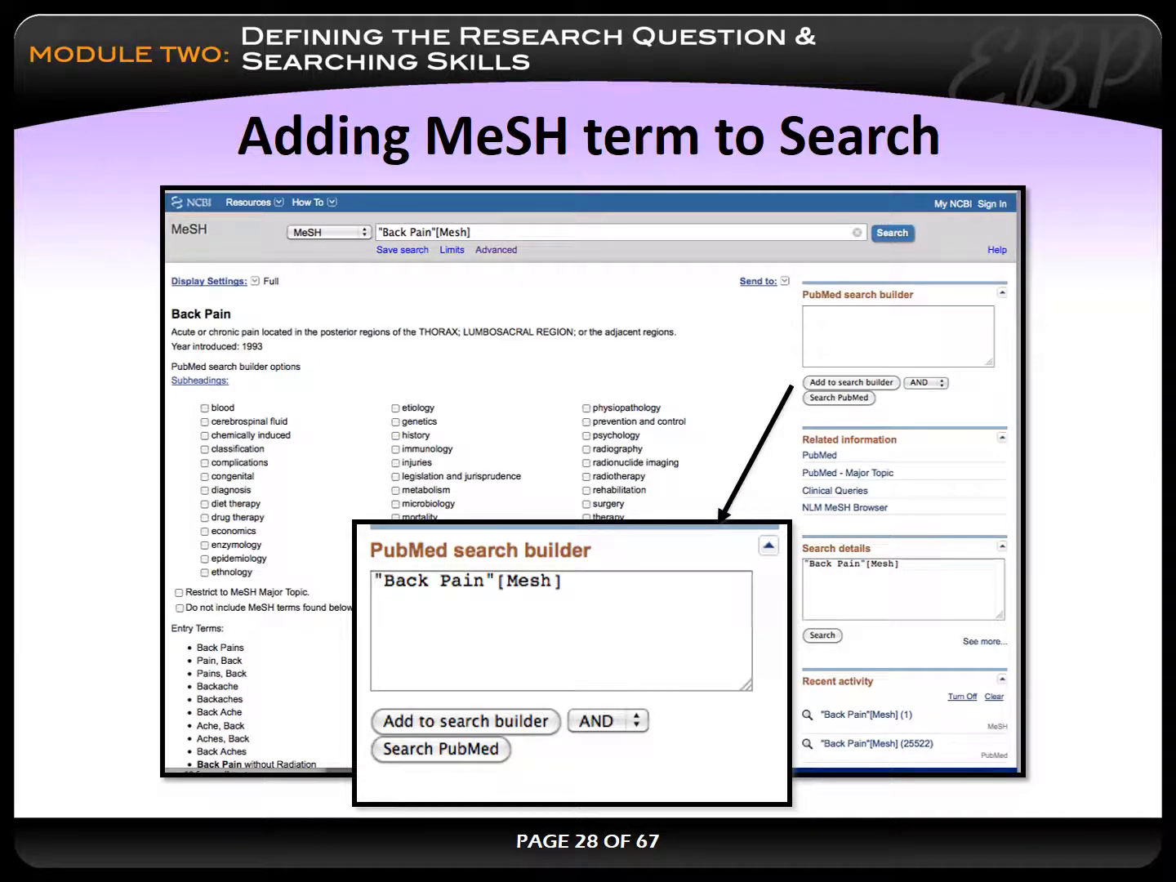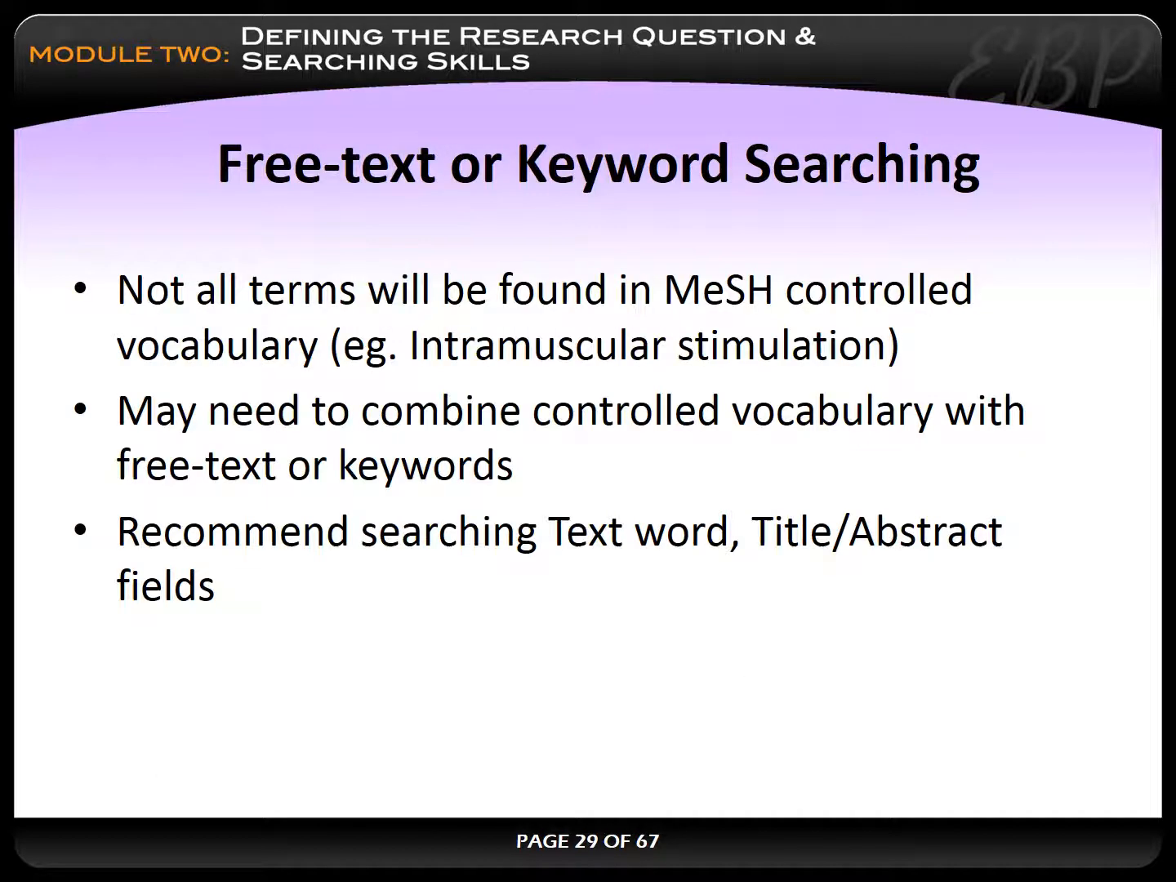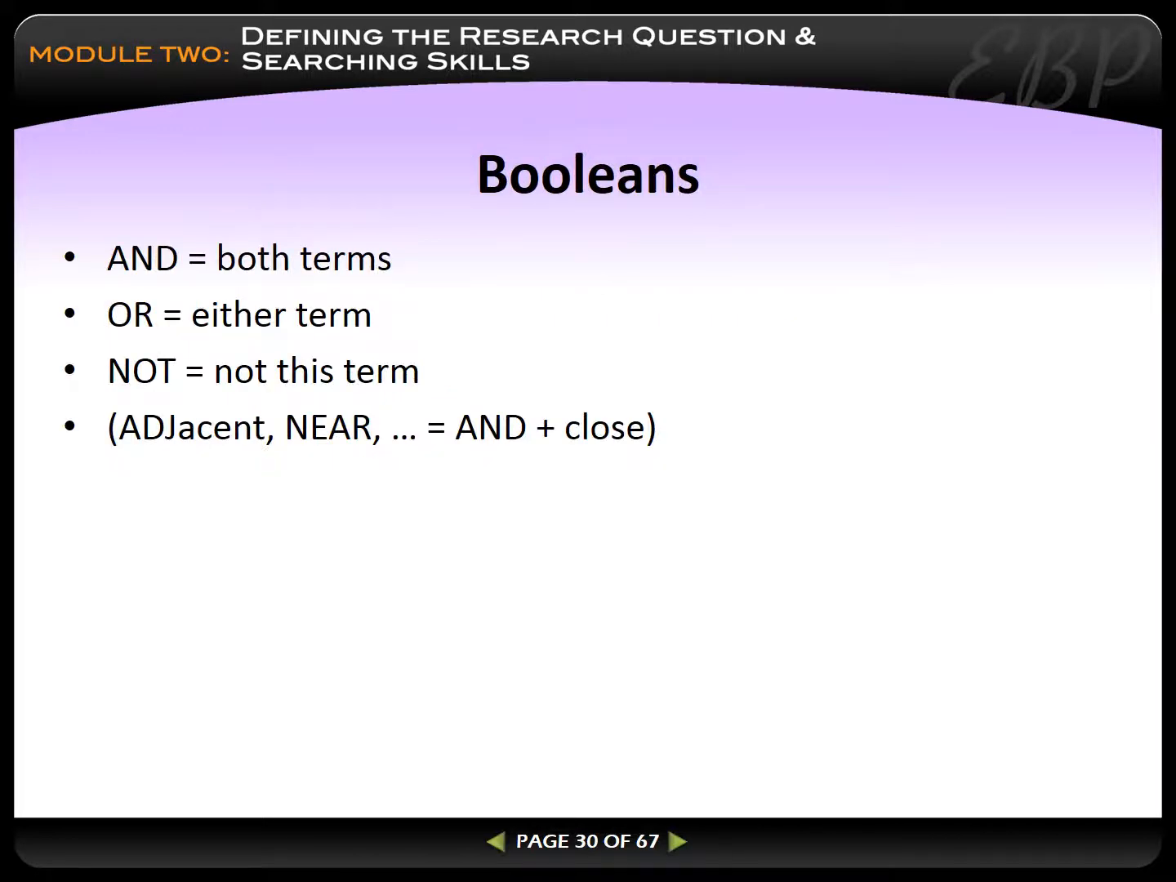PubMed helps you choose your terms, and you may need to combine certain words together so that you can narrow this down. You would do that using AND, OR, NOT this term. I don't usually use that.